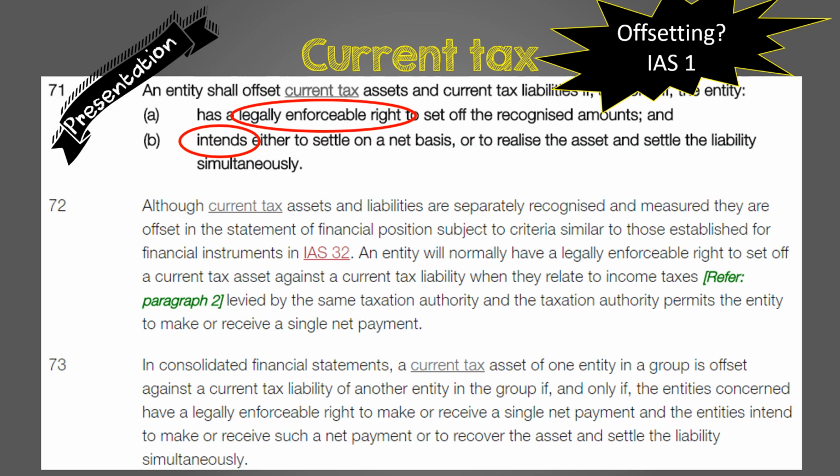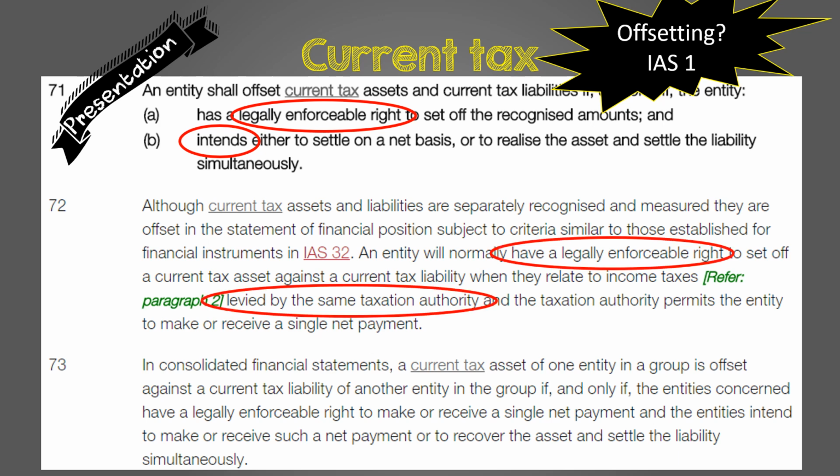And IAS 12 in paragraph 71 does give us permission to offset this debit and the credit, the asset and liability, if the entity has a legally enforceable right to offset. So that means to offset the debit against the credit, and if the entity intends to settle on a net basis. So if we intend to pay the receiver only the net amount of this asset and liability, then we have the intention to settle on a net basis. So when do we have this legally enforceable right?